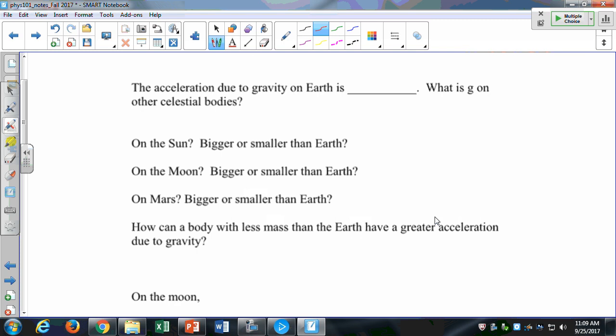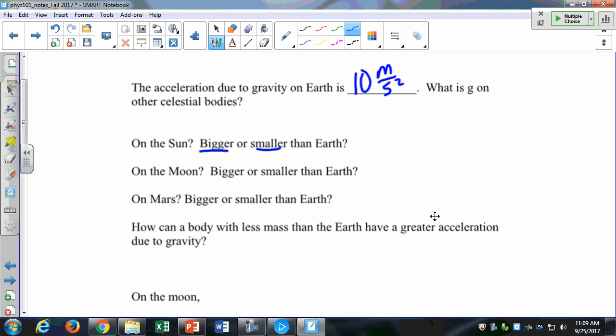Okay, so the acceleration due to gravity on Earth is 10 meters per second squared. We've already said that. It is different on other planets, though. On the Sun, would the acceleration due to gravity be bigger or smaller than what it is on Earth? What do y'all think? It is bigger, in fact.